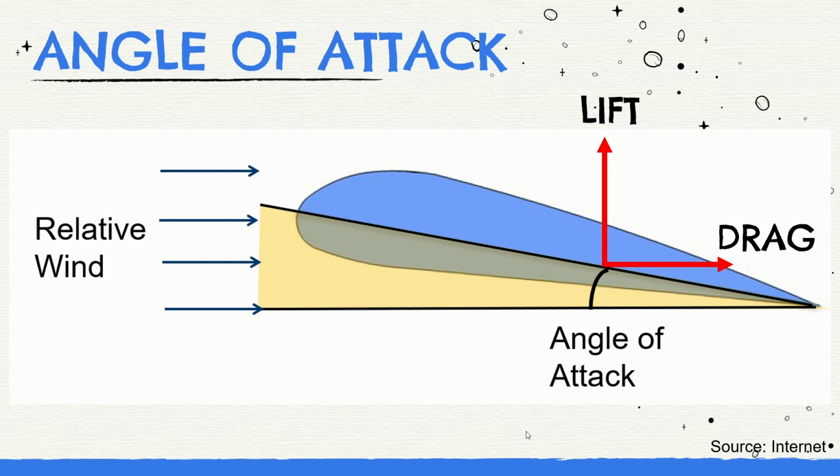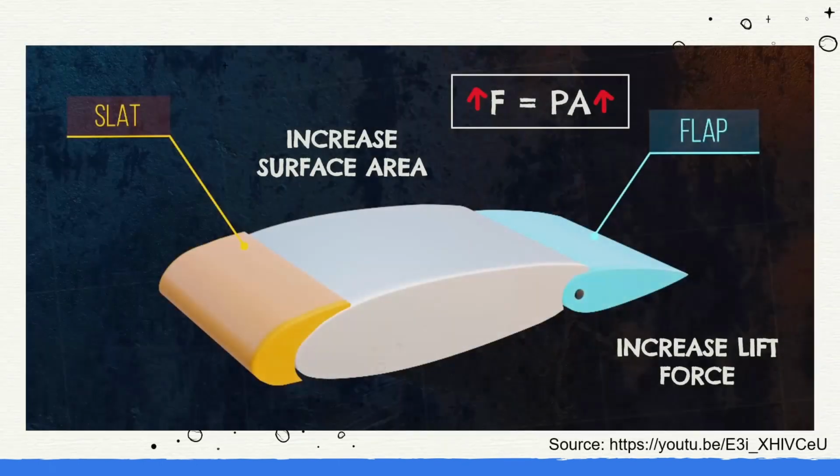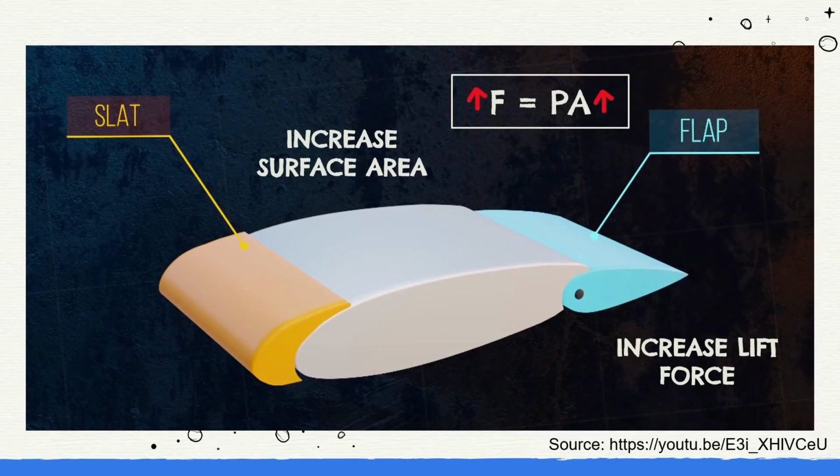I hope you understand the angle of attack, because next we are going to look at the last but not least, the flap and slat, which I call the wing extender. Aiman, why do you come up with so many things about this? Let me help you. The yellow part here is the slat and the blue part here is the flap.